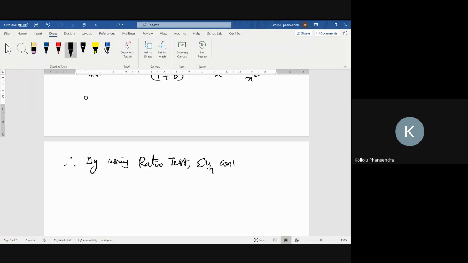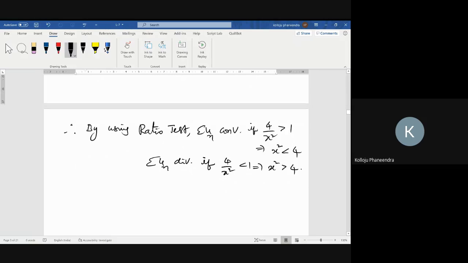sigma un convergent if L value greater than 1. That means 4 by x square greater than 1. That means x square less than 4. And sigma un diverges if 4 by x square less than 1. So x square greater than 4. And ratio test fails if L equal to 1.